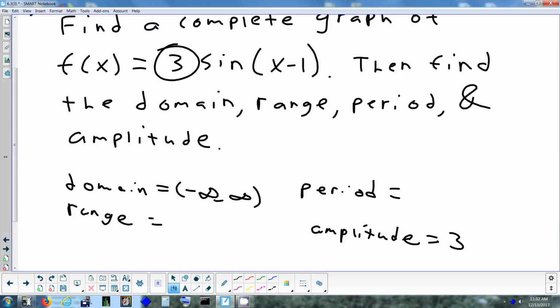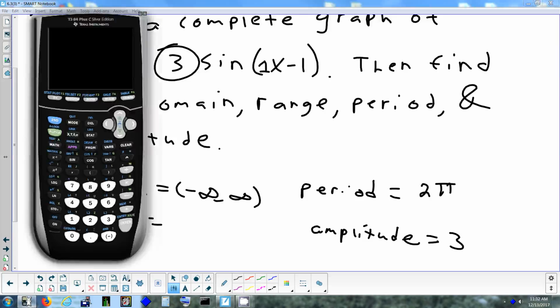Even the period, if you know the formula, you should be able to do that. It's 2 pi over b. What's b in this case? 1. I didn't put it, but it's right there. What's 2 pi divided by 1? 2 pi. That means there is no period change in this problem. So 2 pi. Now let's graph it and see if we can get the range.